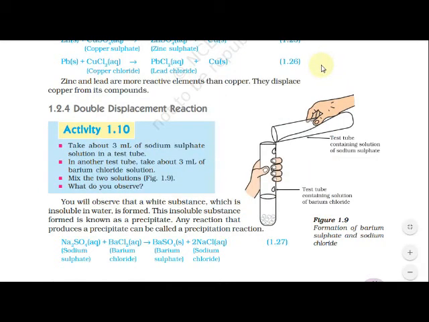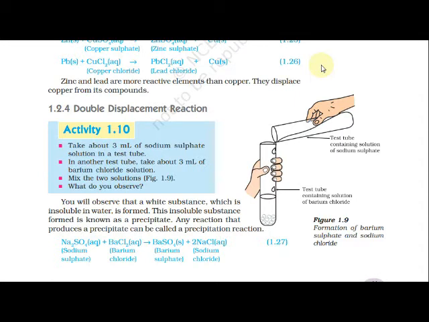What is given here? In one test tube, barium chloride solution is given, and another test tube contains a solution of sodium sulfate. When sodium sulfate solution is added to barium chloride solution, barium sulfate and sodium chloride are formed. You will observe that a white substance which is insoluble in water is formed. This insoluble substance is known as a precipitate.